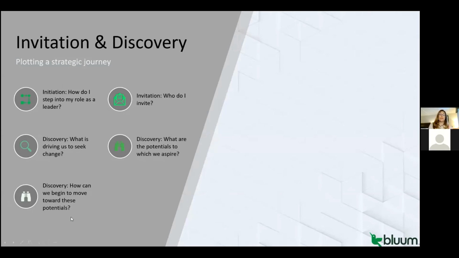So invitation and discovery, I just want to circle back to what that looks like and some of the elements of invitation and discovery. So when you start to plot a strategic journey, you're really looking at how you're bringing together a core of committed individuals and how you can help them to define why you're seeking change, the potentials to which the system aspires, and how you can begin to move toward those potentials. And the first 2 steps are to really define how you can step into your role as a leader and also identify who you can invite to join you in that work.